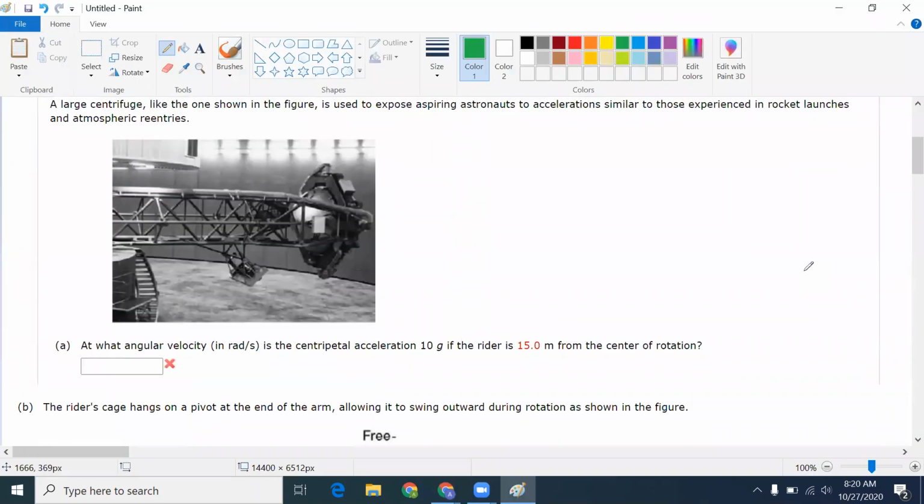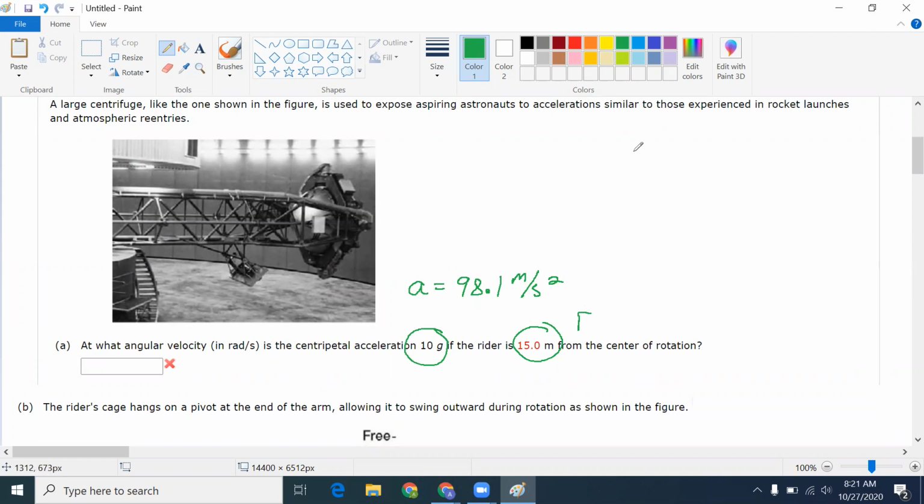Moving on to 2, you have a centrifuge used for astronauts and it asks at what angular velocity, so radians per second, is the centripetal acceleration 10g. That's saying 98.1 because g is 9.81. If the rider is 15 meters from the center, so that's r, it wants to know what is the angular velocity of the particular rider.